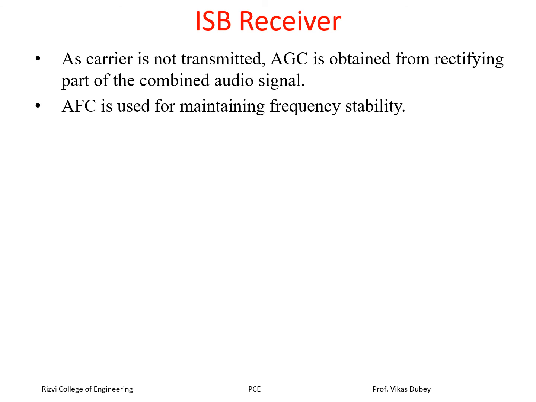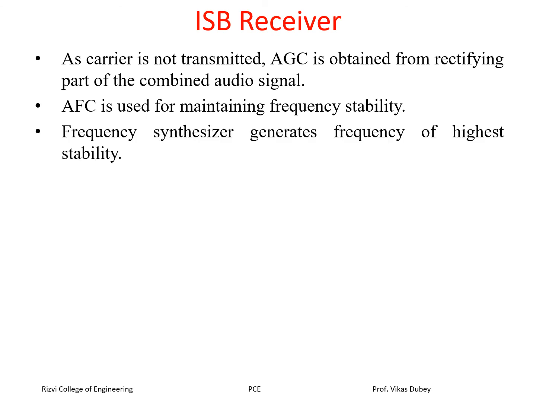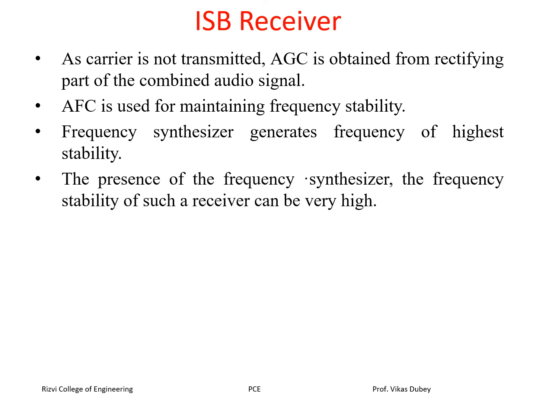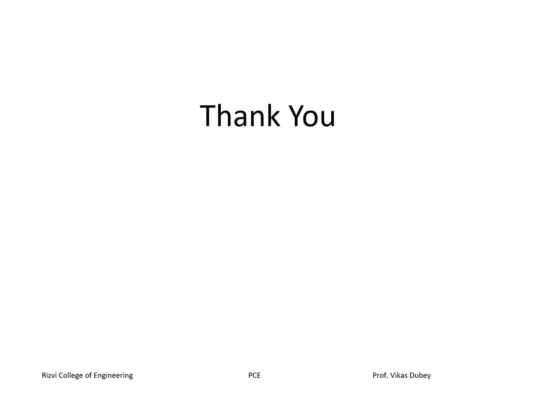AFC, automatic frequency control, is used for maintaining frequency stability. The frequency synthesizer generates frequency of highest stability. So the frequency synthesizer is used to generate a frequency which is very stable, so that there is no variation. Because of the presence of the frequency synthesizer, the frequency stability of such a receiver can be very high. So here we finished the ISB.